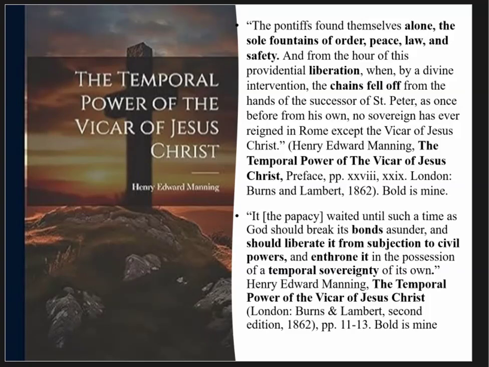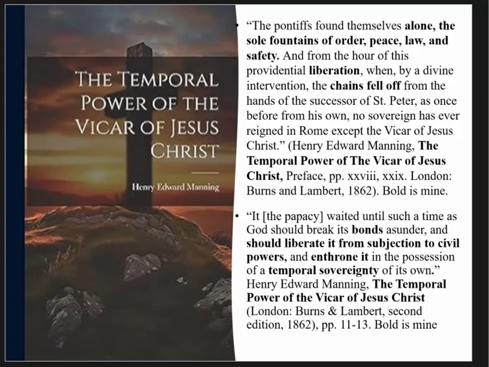Remarkably, Manning refers to this taking over of civil power by the Bishop of Rome with expressions such as breaking bonds asunder and chains falling off. So what is the liberation of the papacy? The liberation of the papacy to come into full power is the falling off of chains. It means that now the papacy can govern not only the religious affairs, but also the civil affairs, right? So they had full control on both.